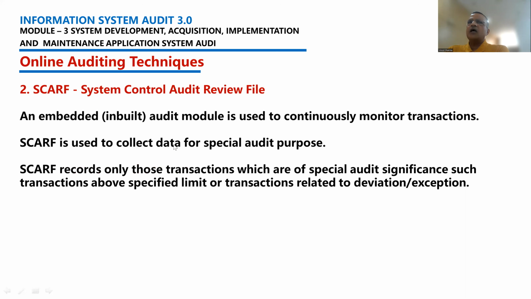Now, SCARF is used to collect data for special audit purposes, right? If there is any special audit purpose, say, for instance, if you are doing a bank audit and trying to find out an audit trail where you want to search for a specific pattern or a trend, then you can use SCARF. SCARF records only those transactions which are of special audit significance, such as transactions above a specified limit, or a transaction related to deviation or exception.